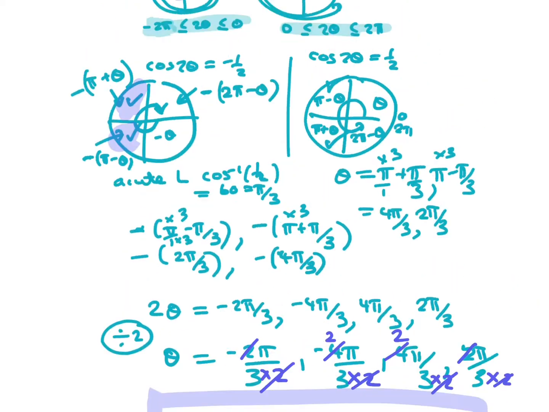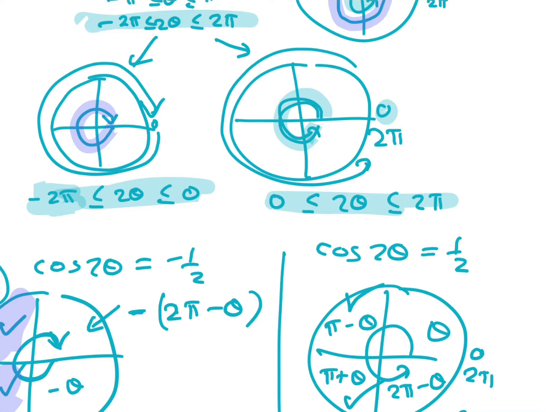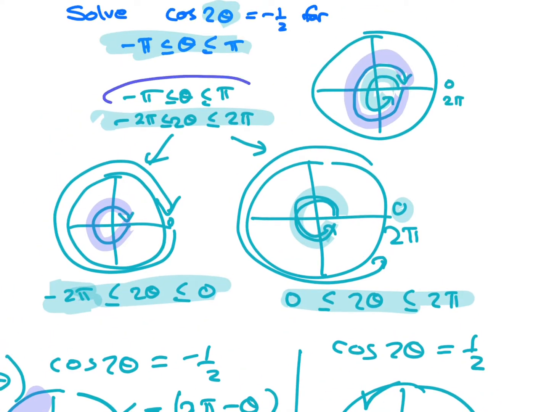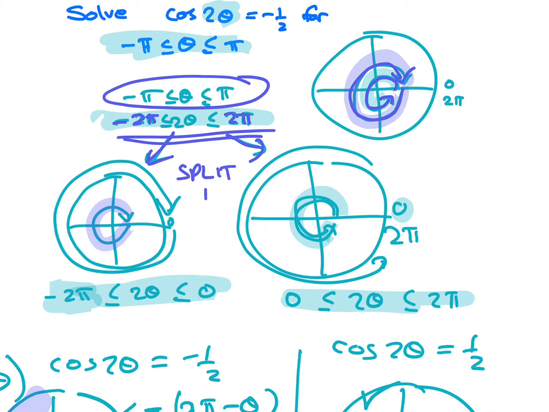Okay, so once again, the reason why is because when you multiply everything by 2 to get 2 theta, then it comes between minus 2 pi and 2 pi. So you're just going 2 pi, which is this way, and minus 2 pi that way. So it's much easier to split it and do them as two separate things.